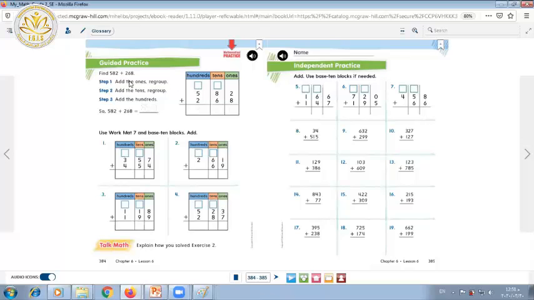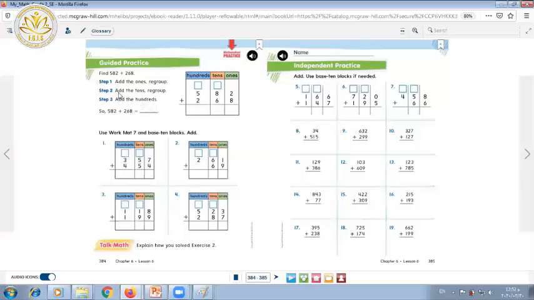Okay, let's see here, for example, in this lesson, add 3-digit numbers. Step 1, add the ones and regroup. 2 plus 8 equals, that's right, 10. That means I have a new 10 here, 0 in the ones, and the 1 and the new 10 I have, I put it with the tens.